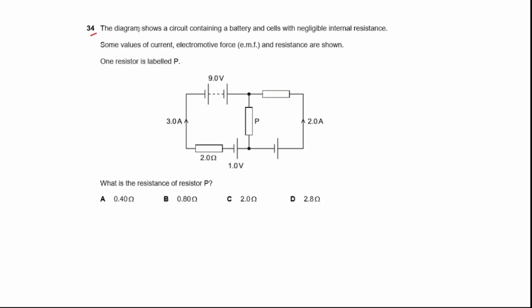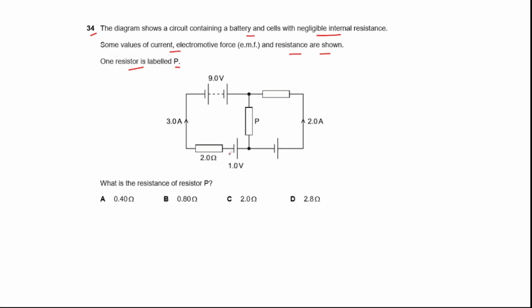Question number 34. The diagram shows a circuit containing a battery and cells with negligible internal resistance. Some values of current, electromotive force, EMF, and resistance are shown. One resistor is labeled P. So this is the circuit. What is the resistance of resistor P?